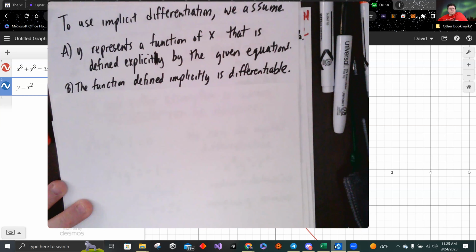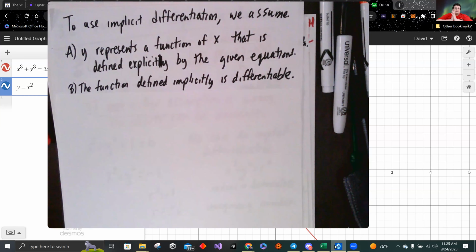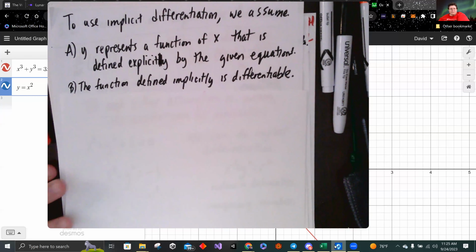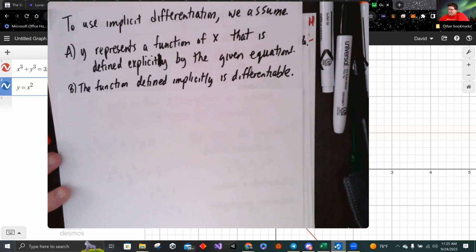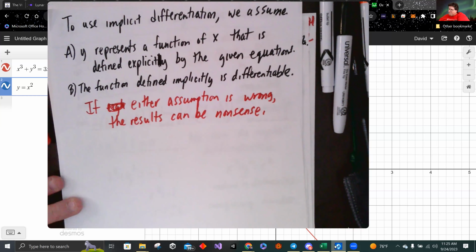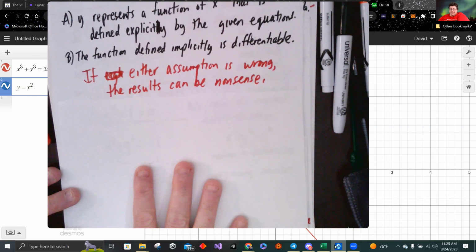To use implicit differentiation, we assume a couple things. We assume y represents a function of x that is defined implicitly by the given equation, and we also assume that the function defined implicitly is differentiable. Those are two assumptions we use when we're taking implicit differentiation. Sometimes you can do the derivative implicitly, but it's meaningless. So if either of these assumptions is wrong, the result can actually be nonsense.